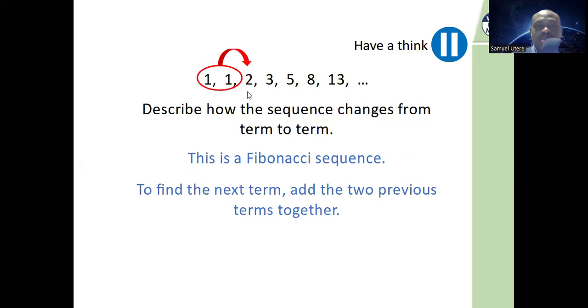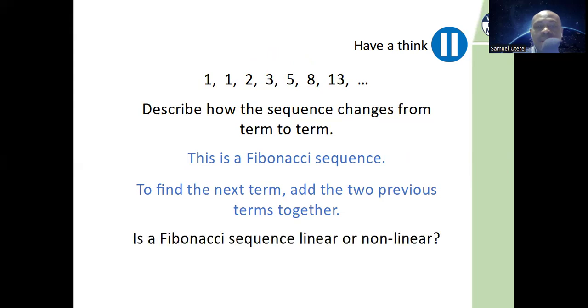Okay? 1 plus 1 is 2. 1 plus 2 is 3. 2 plus 3 is 5. 3 plus 5 is 8. 5 plus 8 is 13. Okay? So on and so forth. So to get the next term in the sequence, you add the previous 2 terms. And that is what we call a Fibonacci sequence.